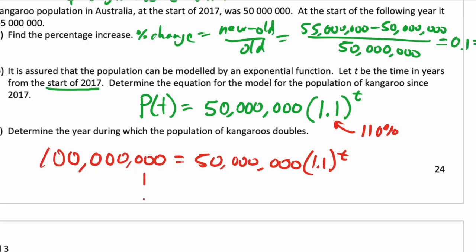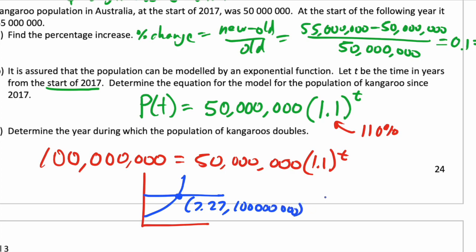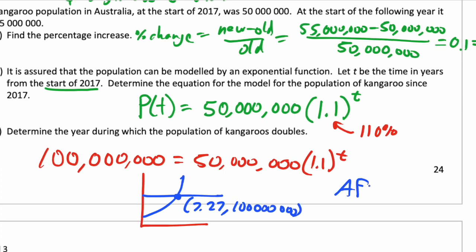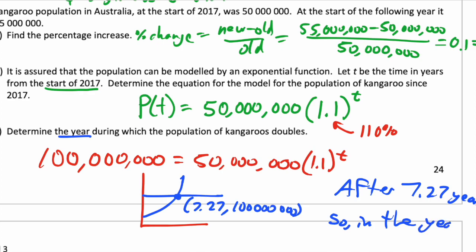Okay, let me draw a sketch of that. We have that, we have that. The intersection is 7.27, comma 100 million, of course. So after 7.27 years, the question asks which year, so it's talking about the date, basically. So if you add 7 onto that, it's going to be in the year 2024.